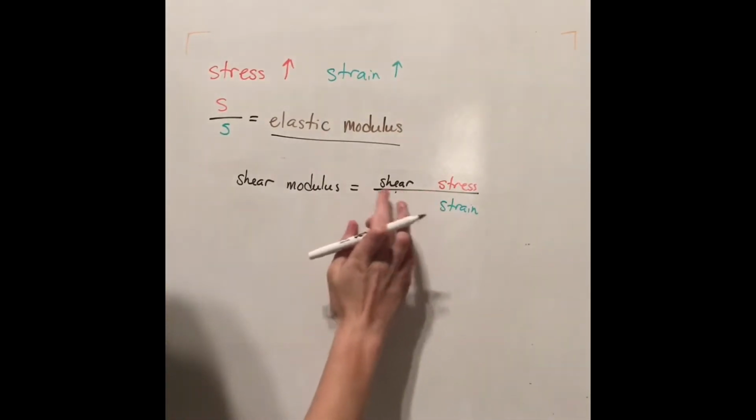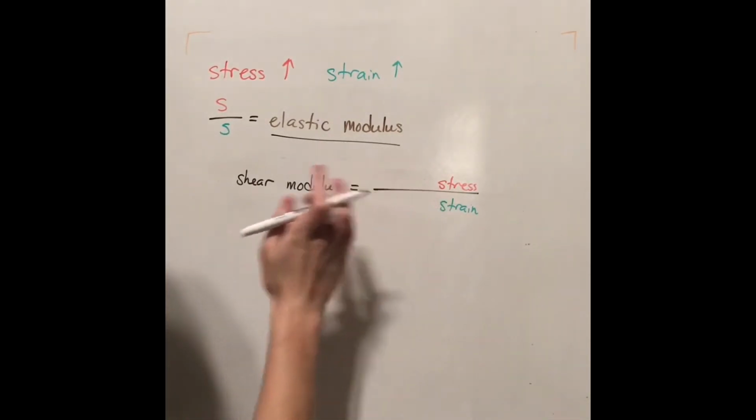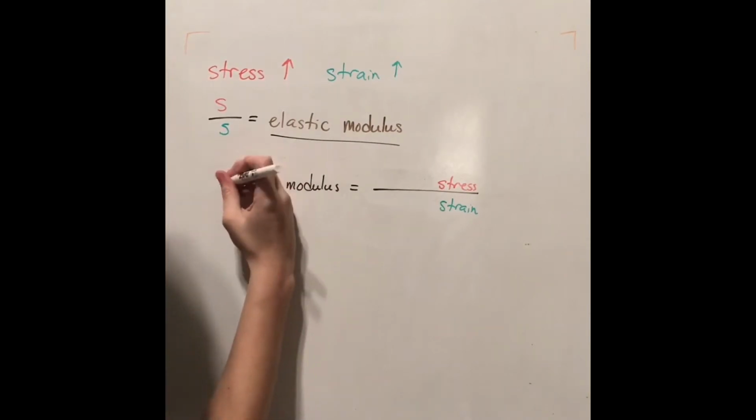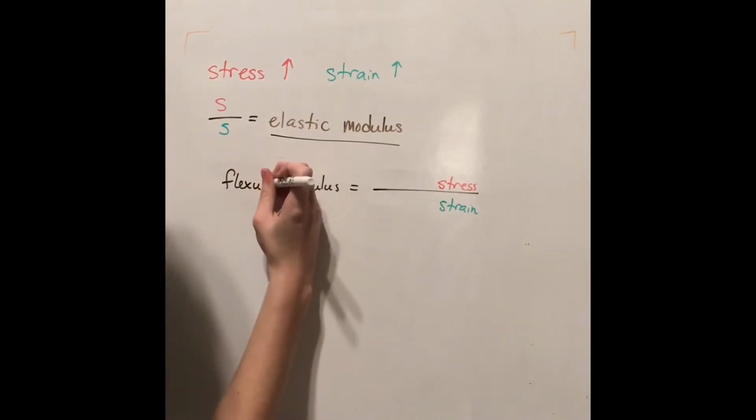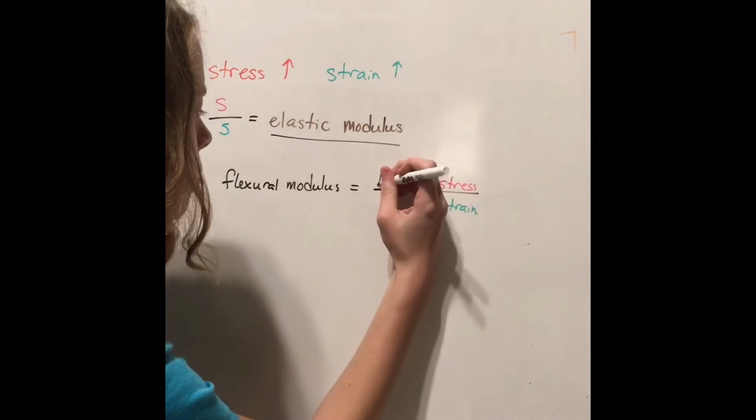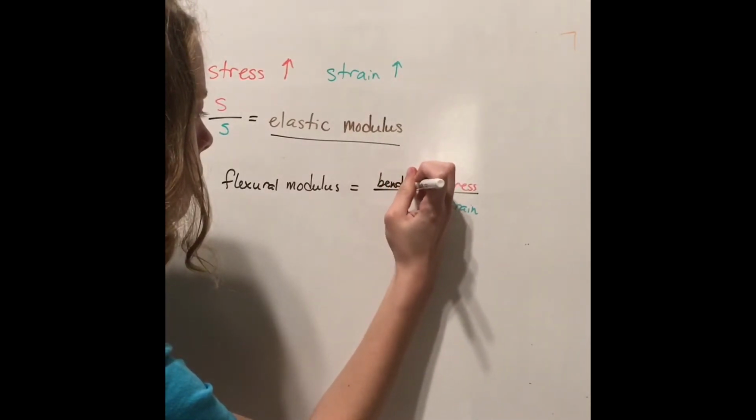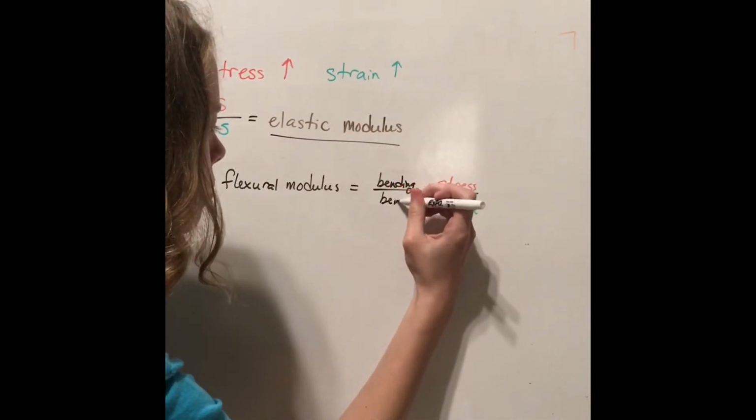It is an indication of a material's rigidity. Therefore, a material that is more solid and rigid will have a higher shear modulus than a material that is flexible. Furthermore, the elastic modulus that corresponds to bending stress and strain is known as the flexural modulus.